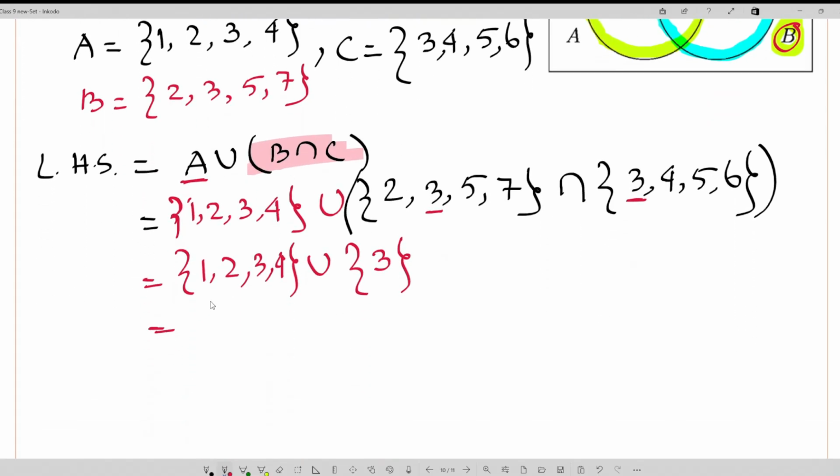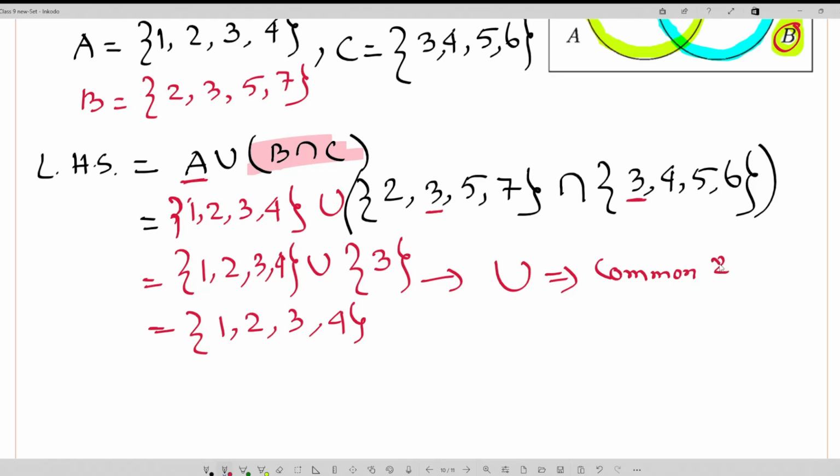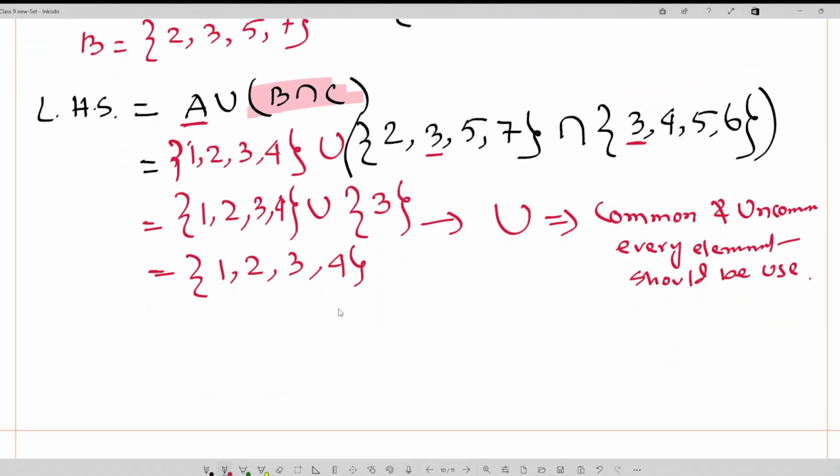Now look, we have to union with A. So we can write 1, 2, 3, 4. Union means common and uncommon. Every element should be used, right? So left hand side we get 1, 2, 3, 4.